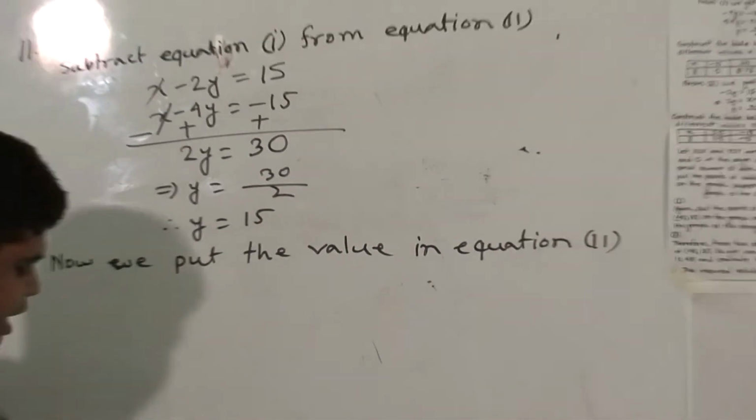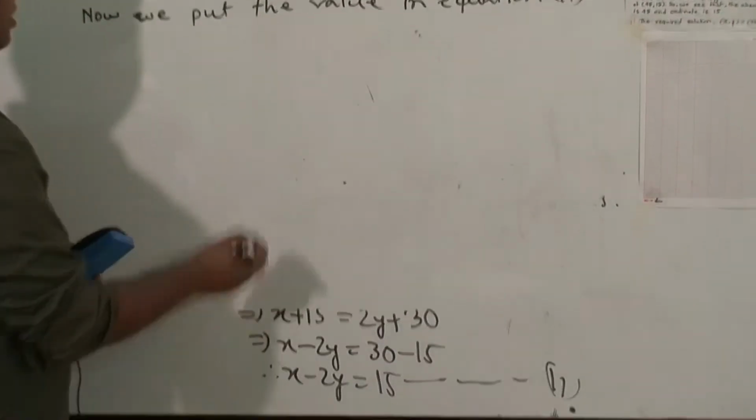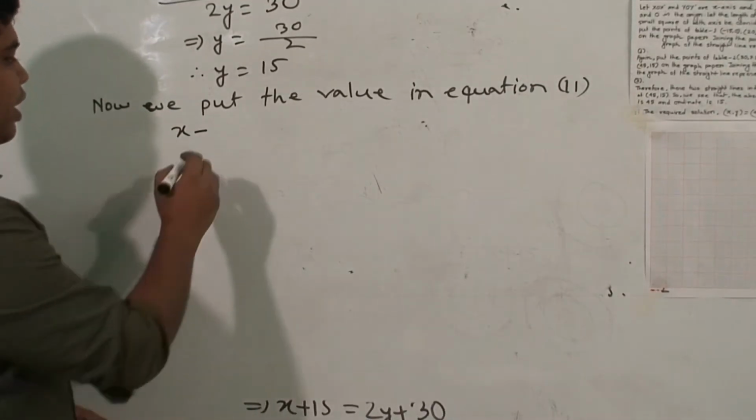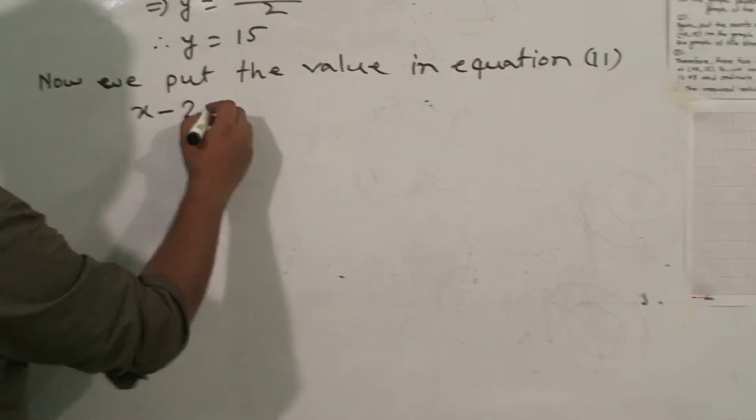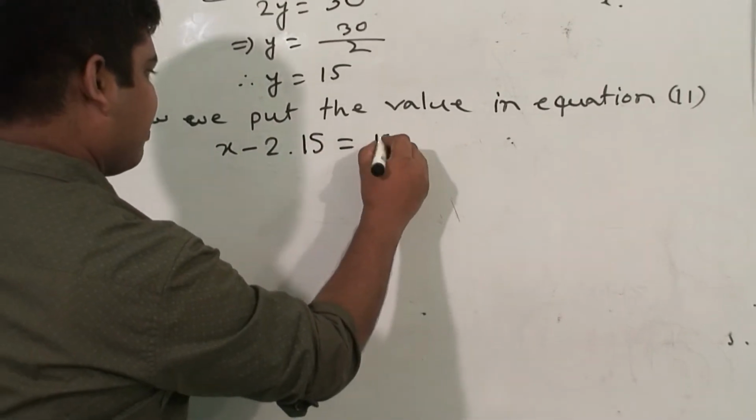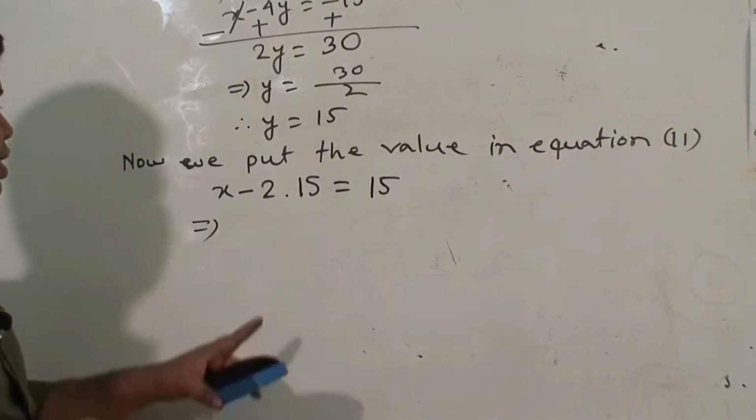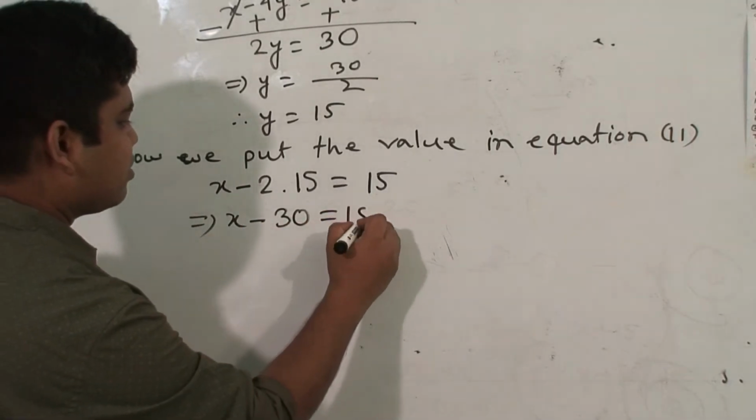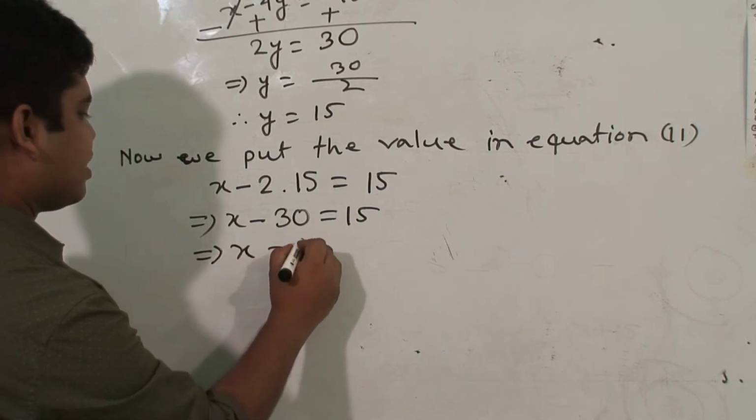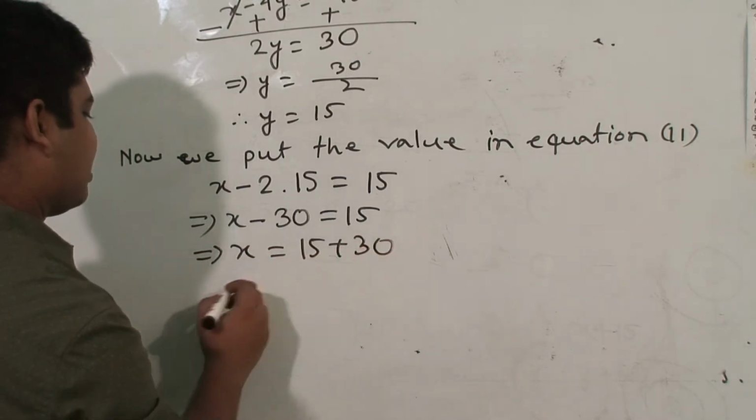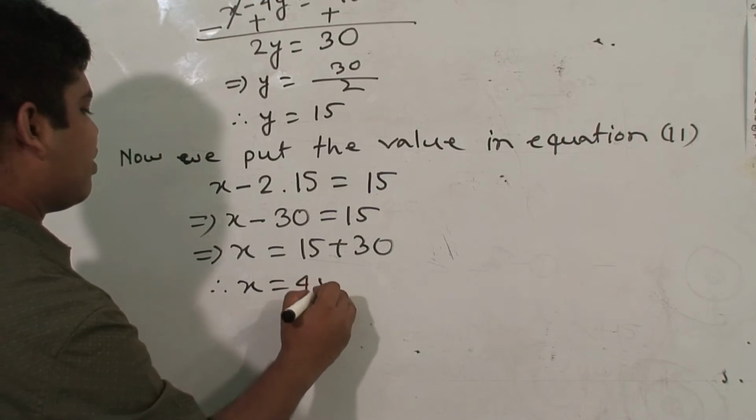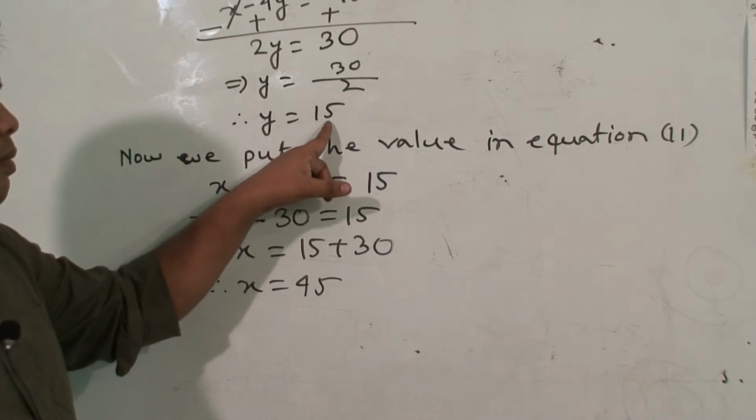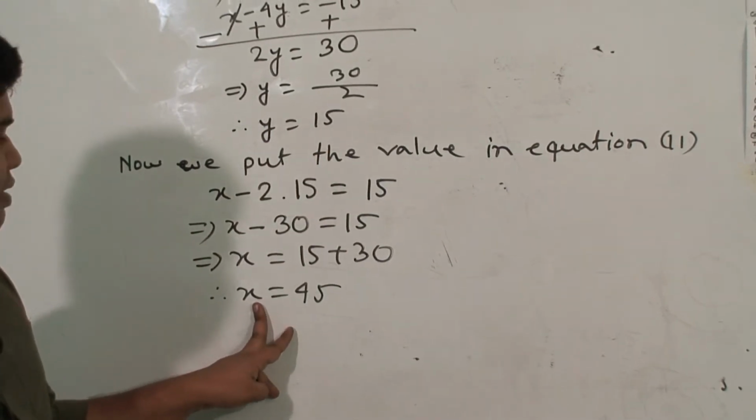So equation 2 is x minus 2y equal to 15. Dear student, now x minus 2y, that means y is 15, equal to 15. So now notice x minus 15 times 2 is 30, equal to 15. Next x equal to 15 plus 30, that means x equal to 45. So dear student, notice the value of y is obtained and the value of x is also obtained.